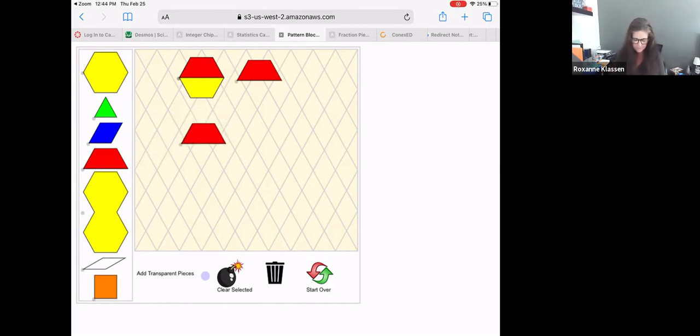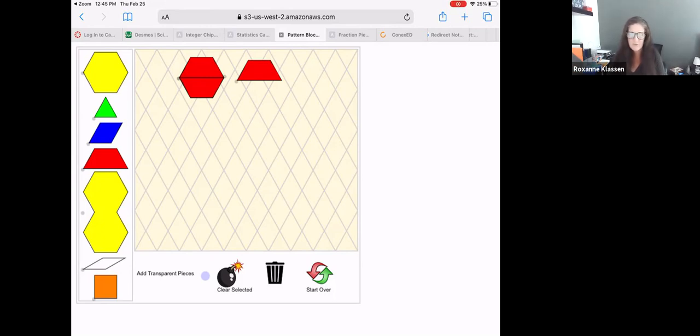I try to turn them. Oh, there we go. I can trade a yellow hexagon for 2 red trapezoids. Now that they're all the same color, I can describe it very accurately. I can say now I have 3 red trapezoids instead of I have a red yellow or a yellow red, right? So that's the idea here. We're trying to describe these accurately, so it makes it much, much easier when we have the same color, okay?